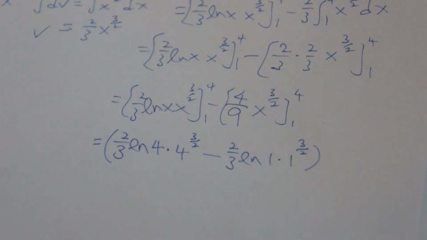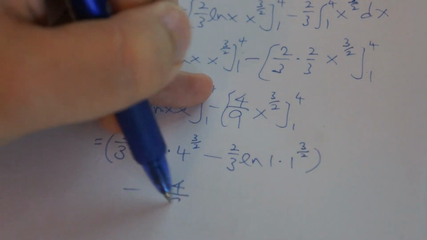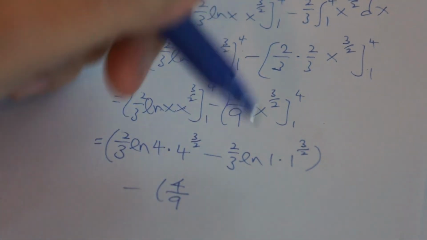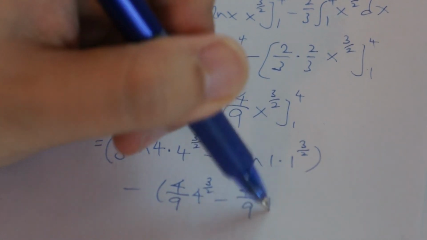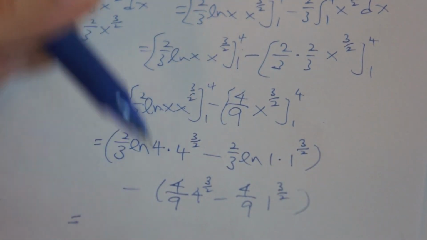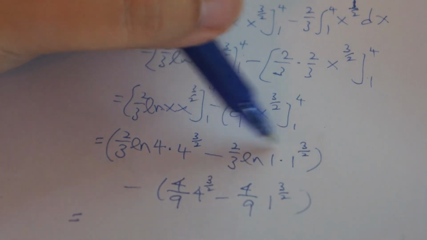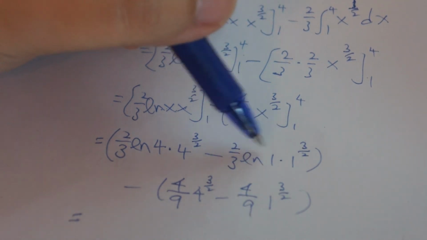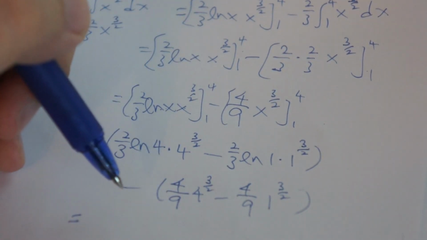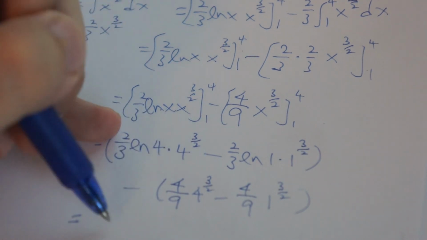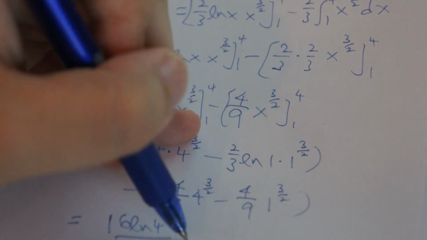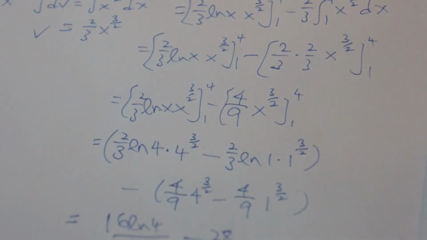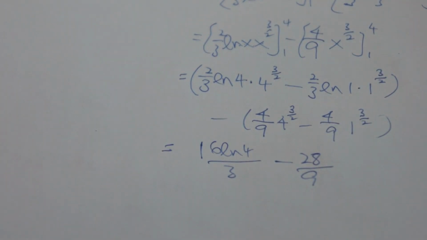While you need to substitute, the next is minus 4 over 9. Remember to place the bracket 4 to the power of 3 over 2, minus 4 over 9 times 1 to the power of 3 over 2. As a result, because ln 1 is 0, if you press the calculator, the answer will become 16 ln 4 over 3 minus 28 over 9. So this is in fact the demonstration of L.